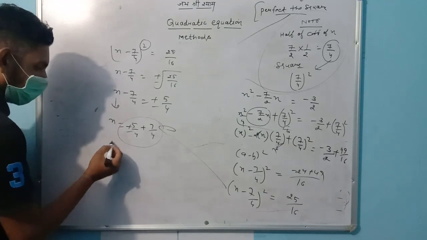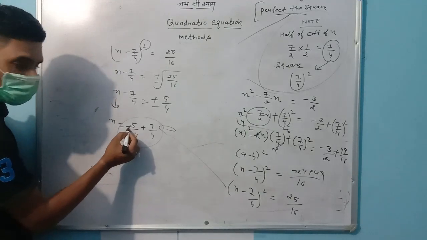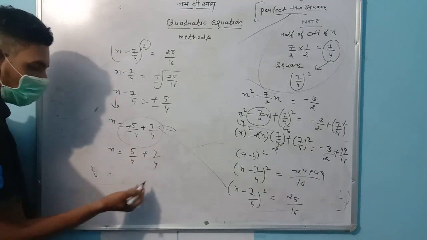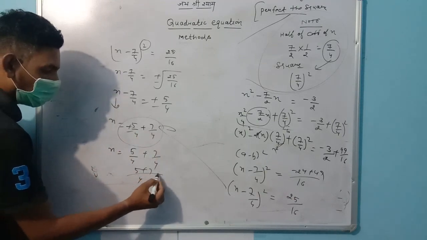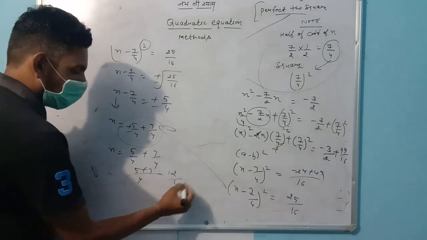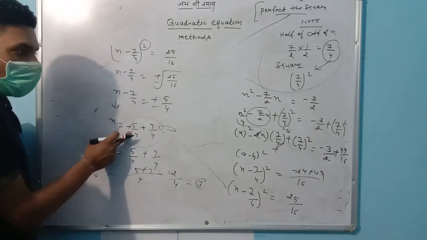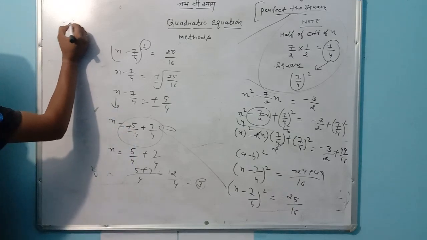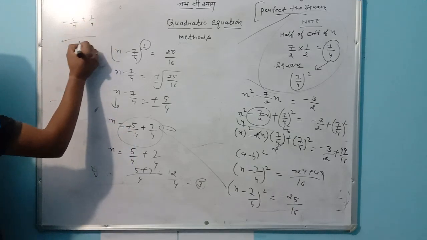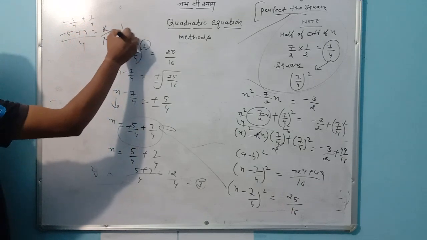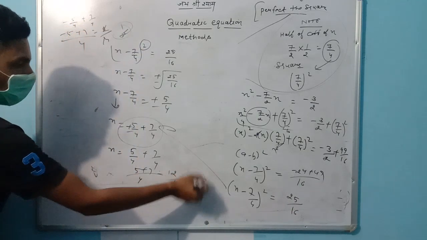Then x is equal to, first we use the plus sign, so 5 upon 4 is plus, plus 7 upon 4. For the LCM, 5 plus 7 is 12 upon 4, which is equal to 3. Then in the second condition we use the minus sign: minus 5 upon 4 plus 7 upon 4, we take the LCM, minus 5 plus 7 is 2 upon 4, we cut it to 1 upon 2. So 1 upon 2 and 3 are the answers.